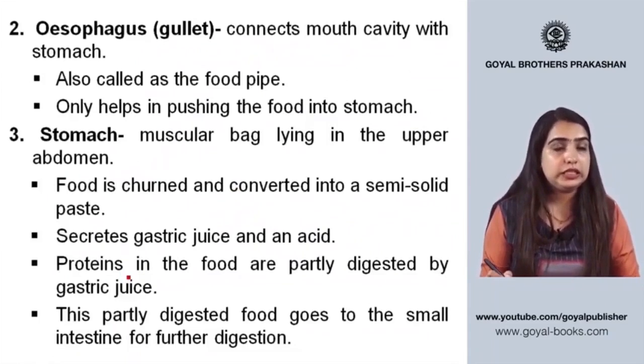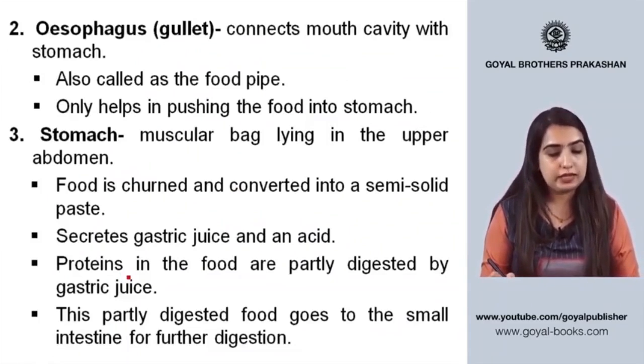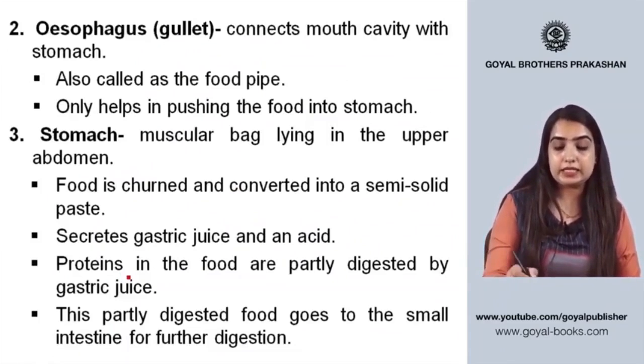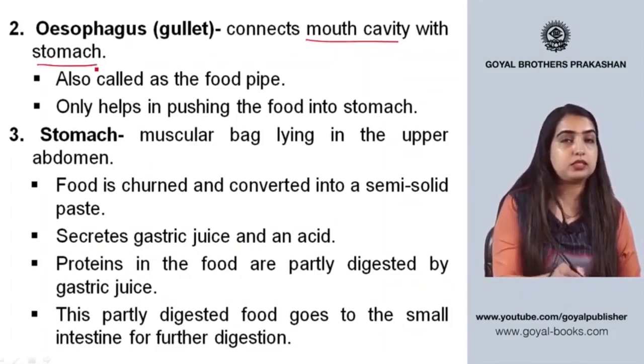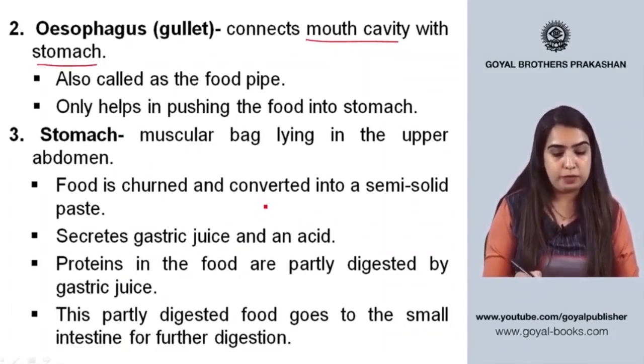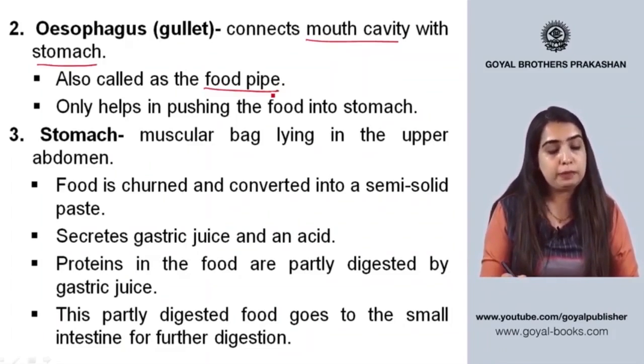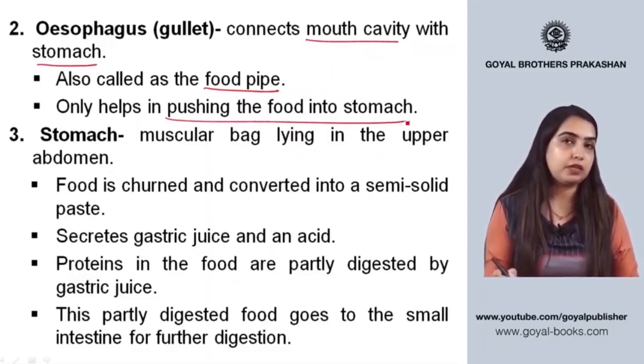The second organ is the esophagus, which is also called the gullet. This connects the mouth cavity with the stomach, and it is also referred to as the food pipe. The only function it does is to help push the food into the stomach.